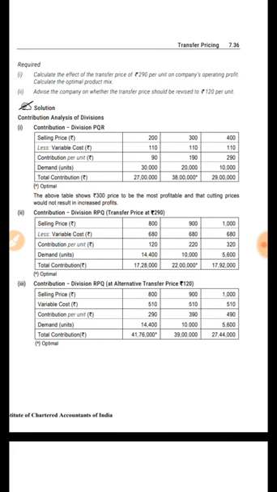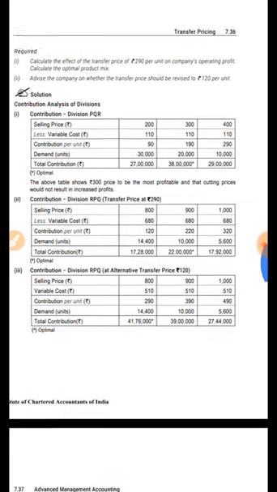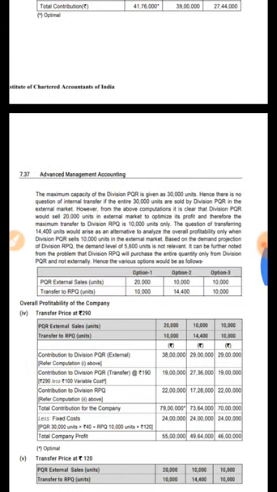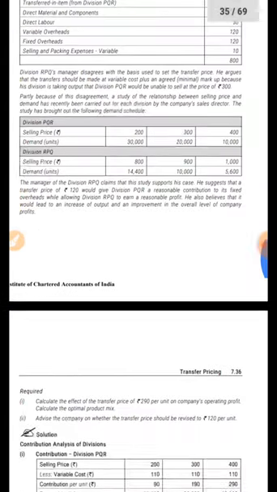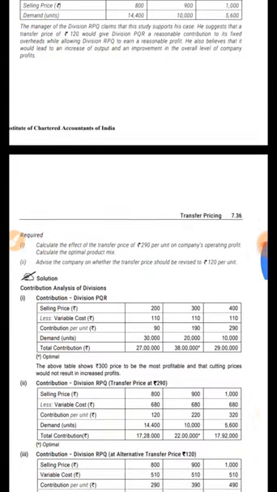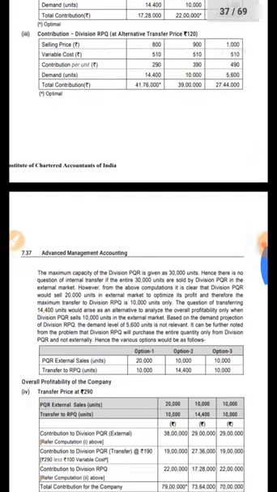If 14,400 units are taken as transferred units from that PQR division, okay, then this big para is there. This we have to decide. Why we have to decide that? Because in the question they have said calculate the optimal product mix. Okay, calculate the optimal product mix.